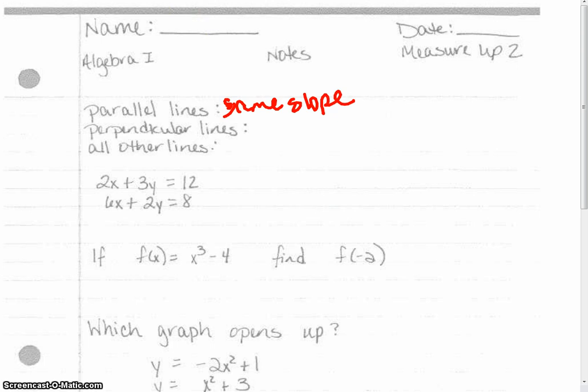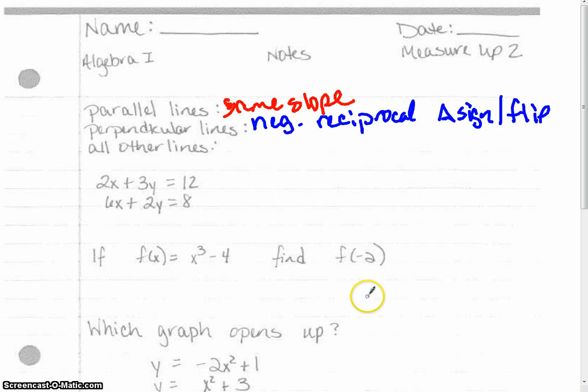We also learned in junior high that perpendicular lines cross and form a 90-degree angle. We learned in Algebra 1 the reason this happens is that their slopes are negative reciprocals, which means you change the sign and flip the fraction. All other lines just have different slopes. The slope doesn't have anything in common.